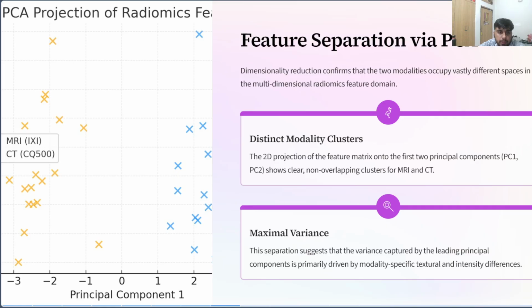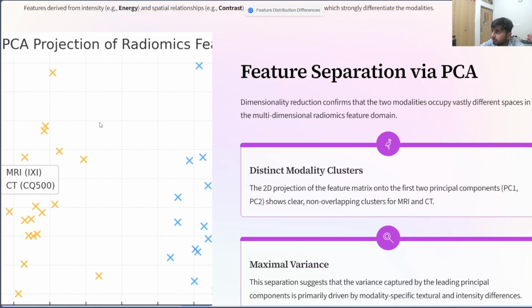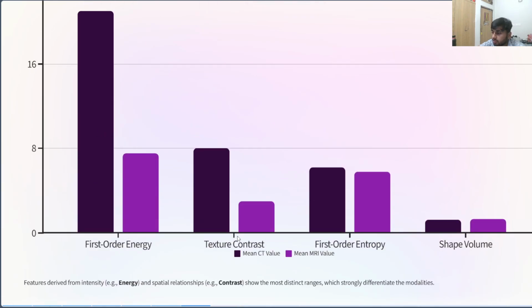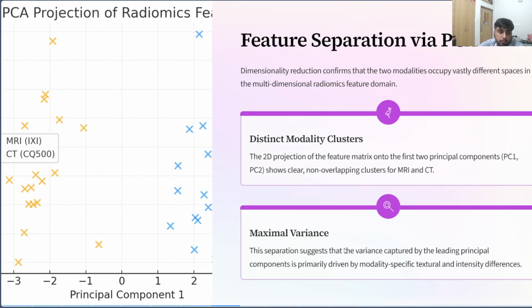After I reduce the multiple features into two dimensions using PCA, that is principal component analysis, like I did in the previous slide, where I took features like first order energy, texture contrast, first order entropy, and shape volume. After doing the PCA, each point on the scatter plot represents one entire brain volume in radiomic space. Even without any labels, two clear clusters emerge, one for CT scan, that is this one, and one for MRI. This visualization proves that extracted features inherently encode modality.